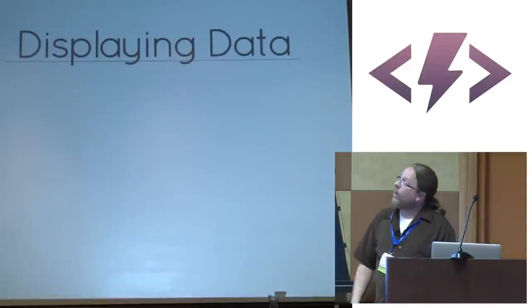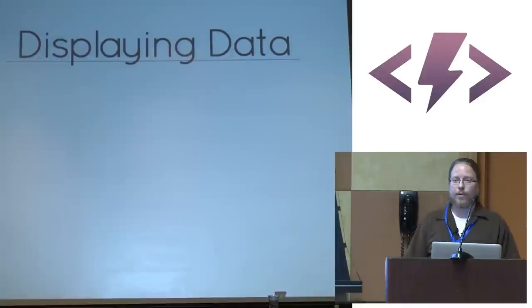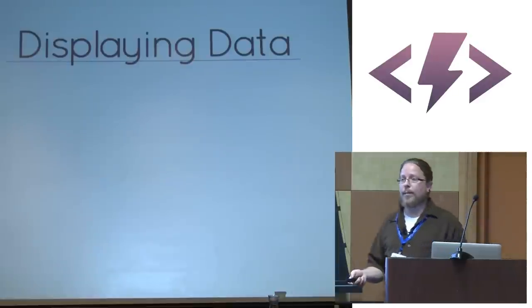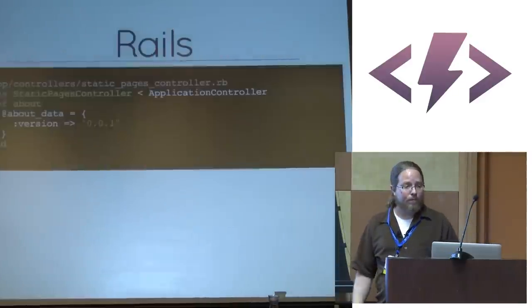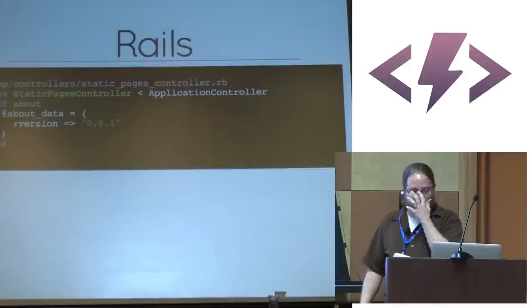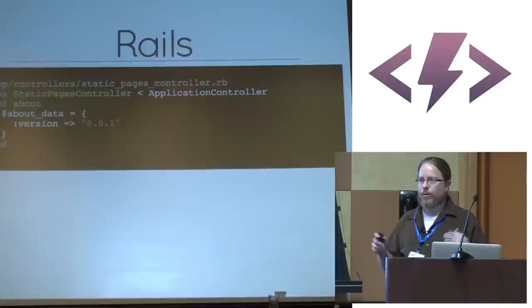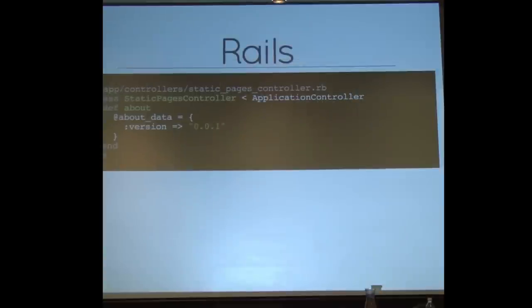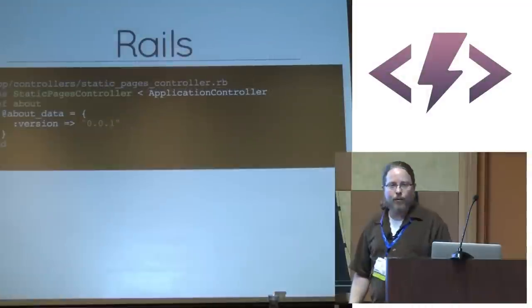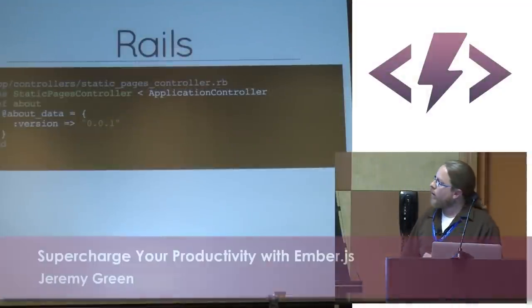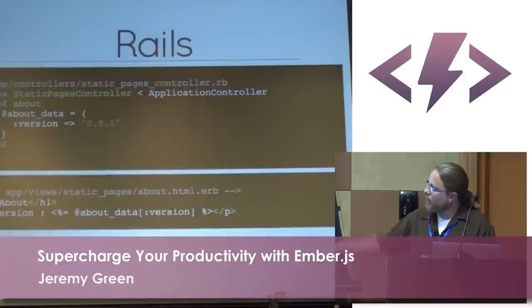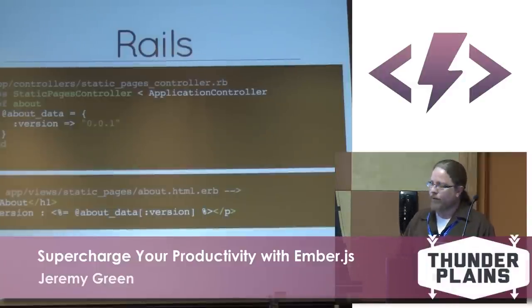So all this has been all right so far, but it's all very static. We're not doing anything very interesting. And the point of this is you want to be able to display dynamic data that you're getting in from other sources. And so in Rails, a very simple about route, maybe you're wanting to show the version number of your app. So in the action for your about page, you just set up a variable that has a string that represents your version number. And then in your template, you'd render the about data version.